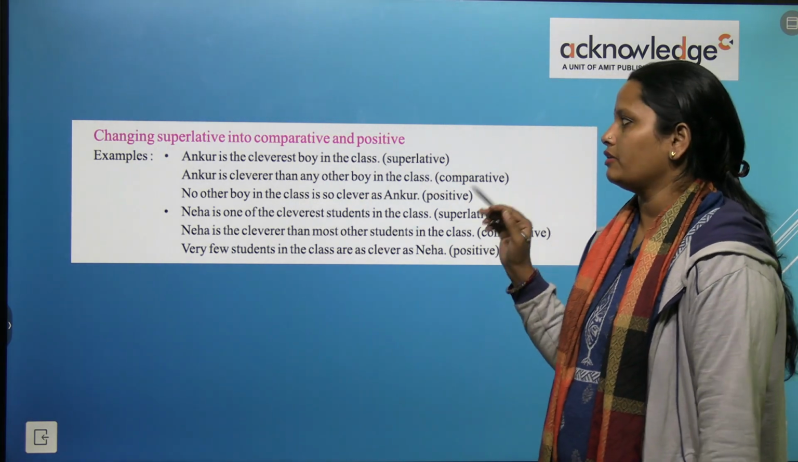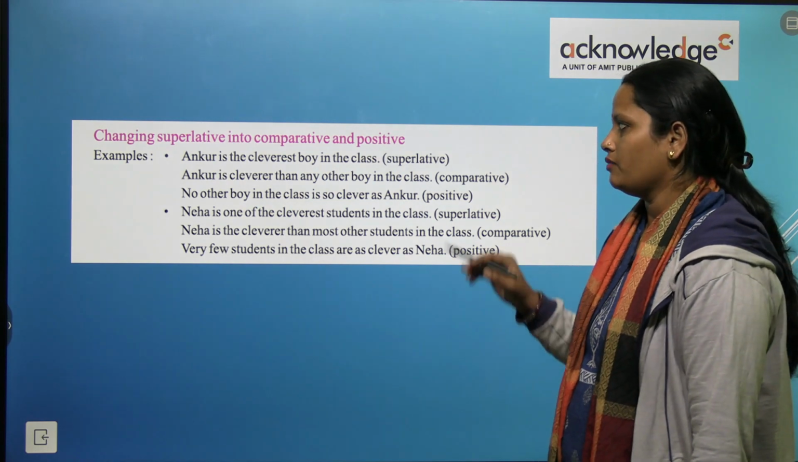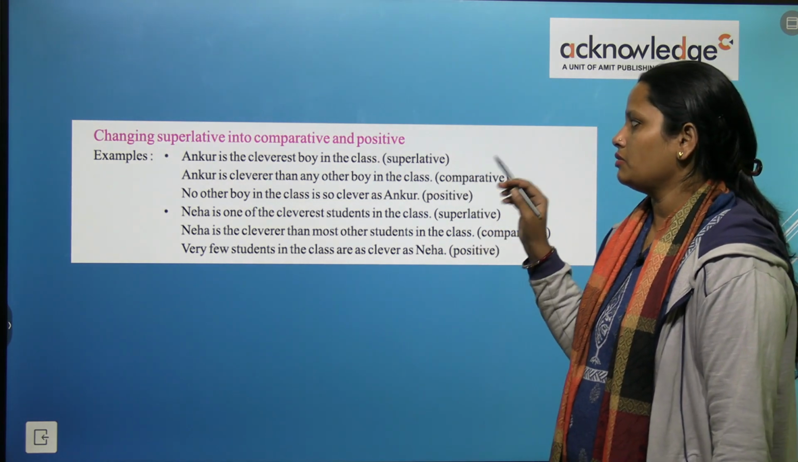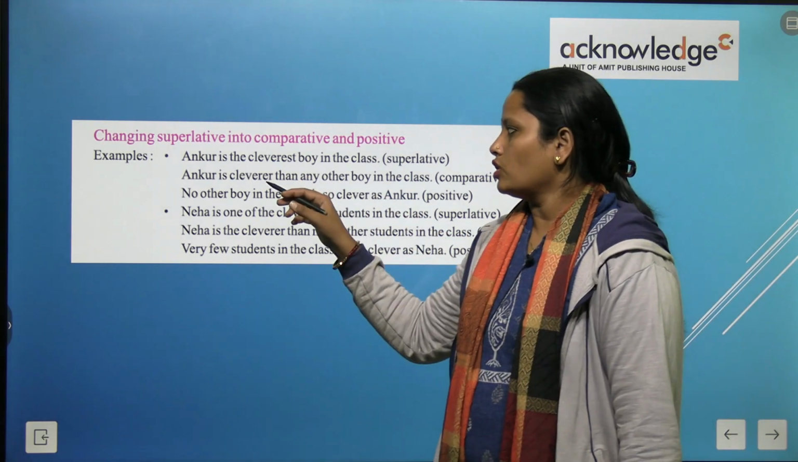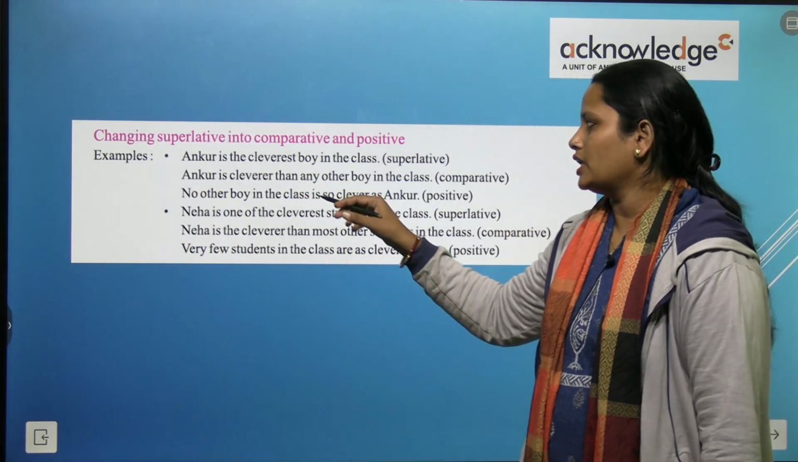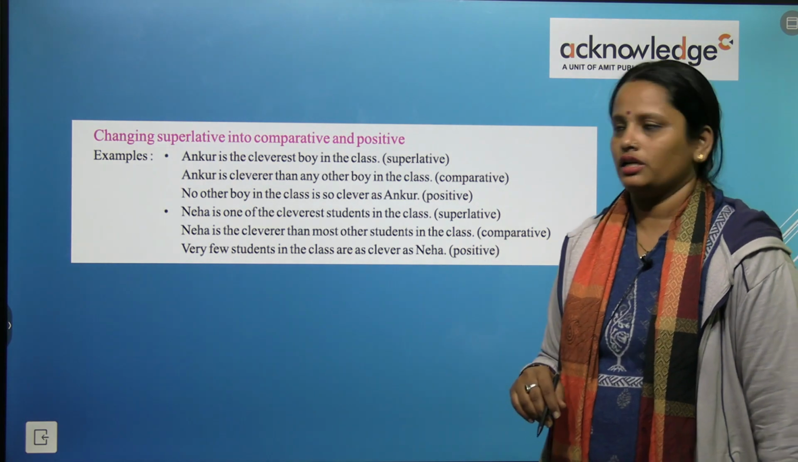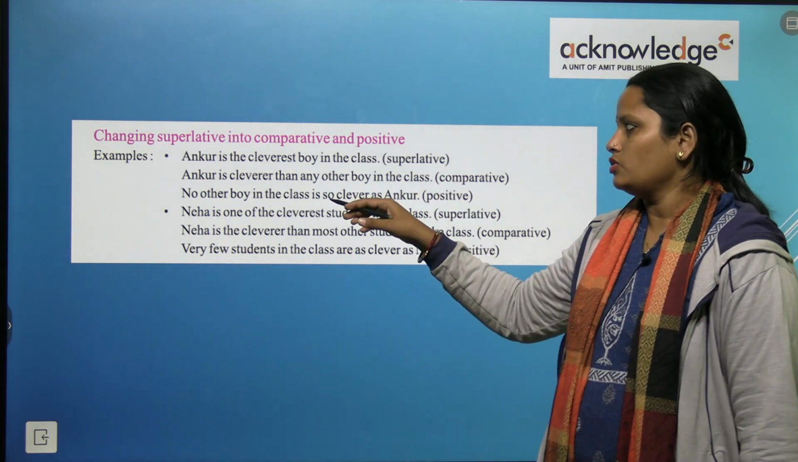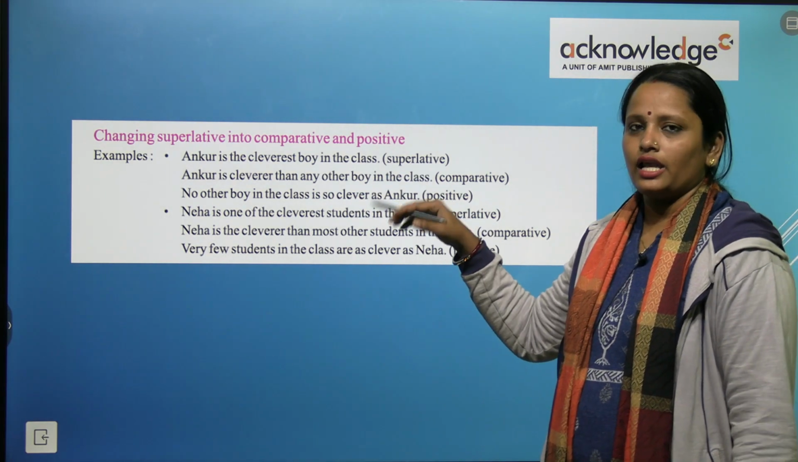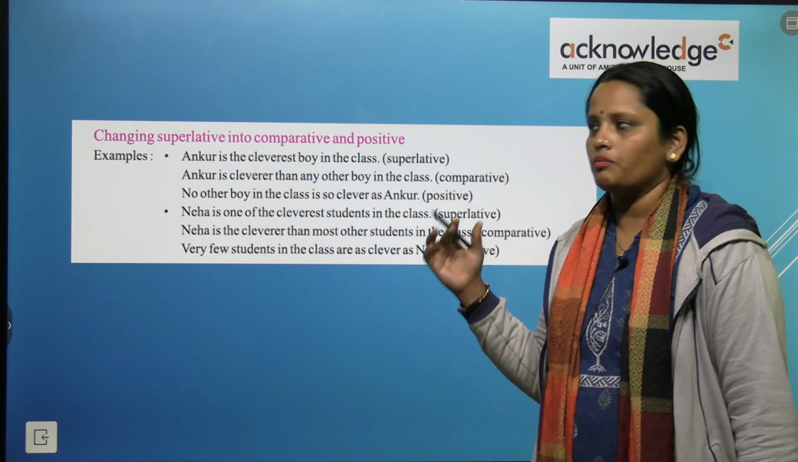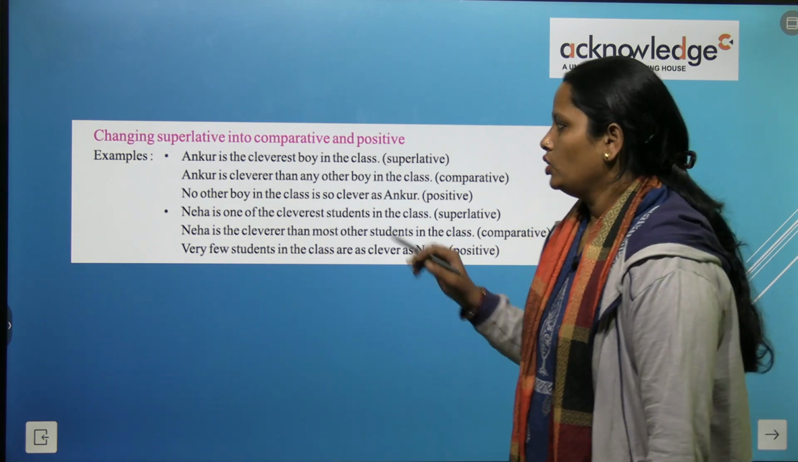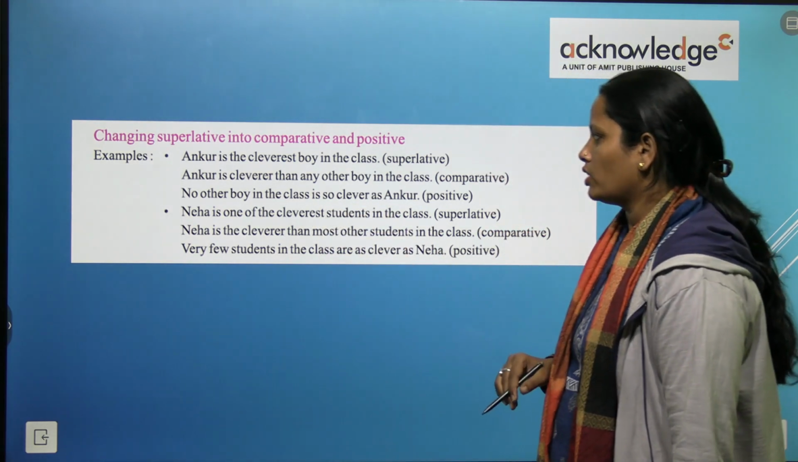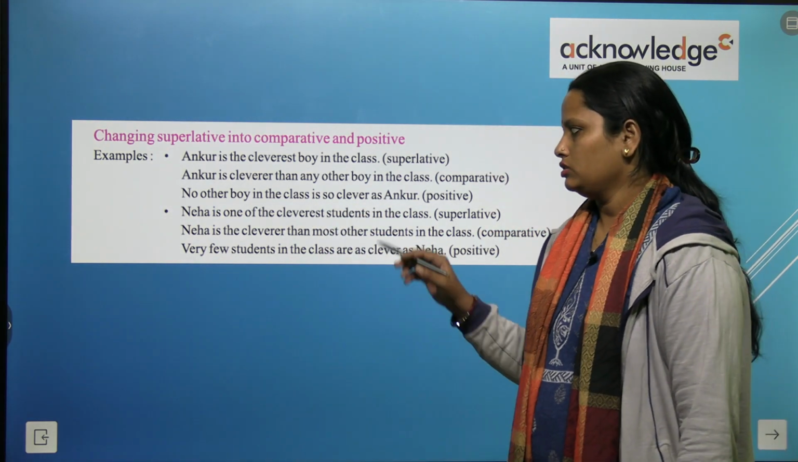Now changing superlative into comparative and positive. We have to change the superlative degree into comparative and positive degree. Ankur is the cleverest boy of the class. This is in the superlative degree. Now how do we make it comparative? Ankur is cleverer than any other boy in the class. So the word cleverer is used, with "than", and he is compared with any other boy. Now how is it converted to the positive degree? No other boy in the class is so clever as Ankur.